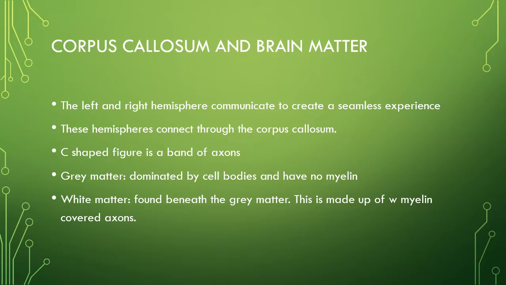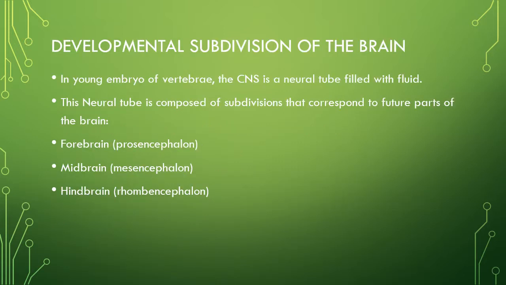Okay, gray matter is found on the upper surface of the brain, and it's dominated by cell bodies, and has no myelin, so no fat. That's why it's not white. White matter found beneath the gray matter is made up of myelin-covered axons, so that fatty tissue is why it's white. Okay, so now for the developmental subdivisions of the brain.